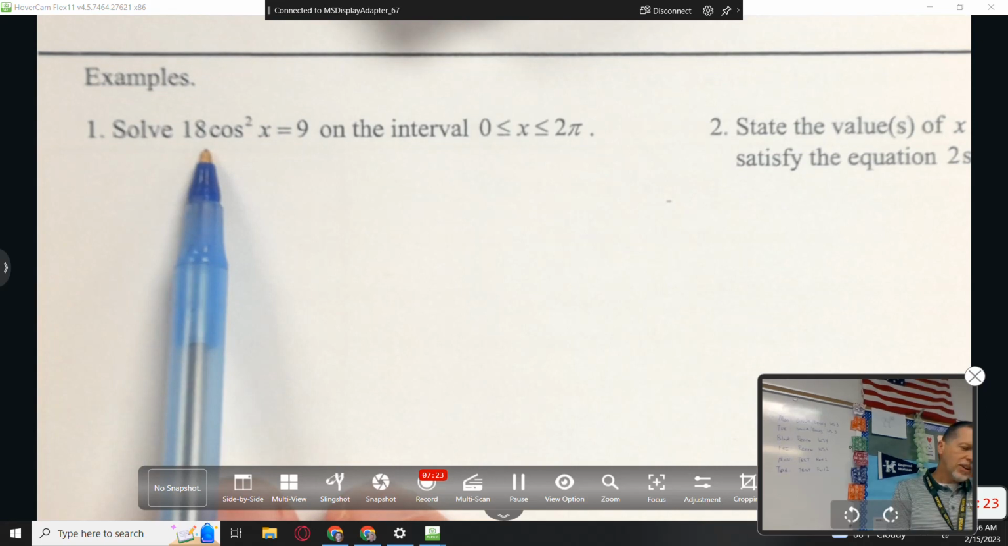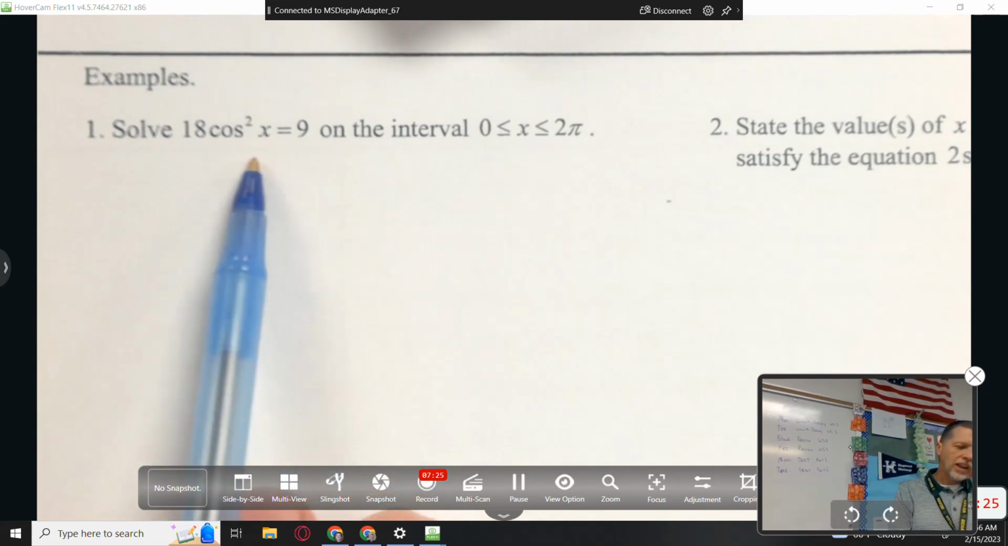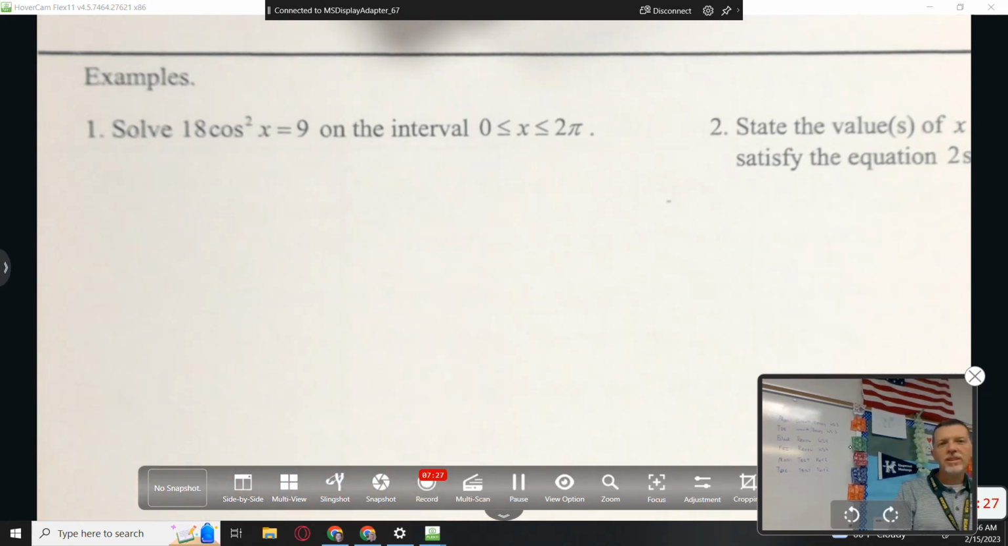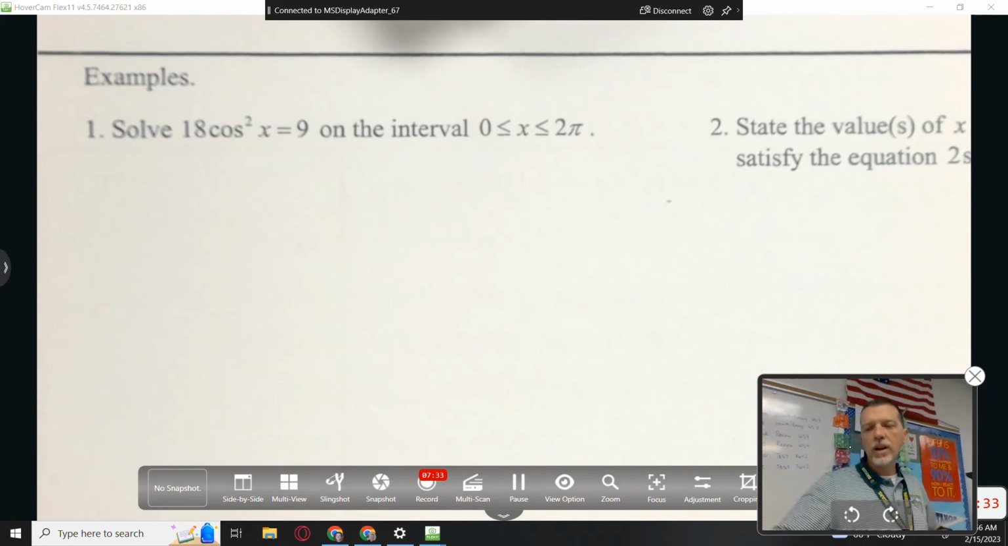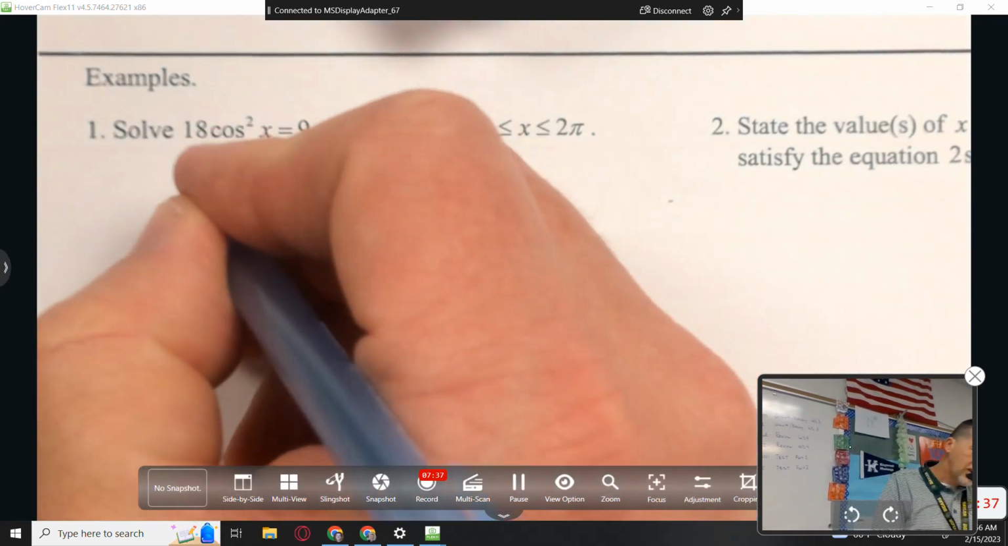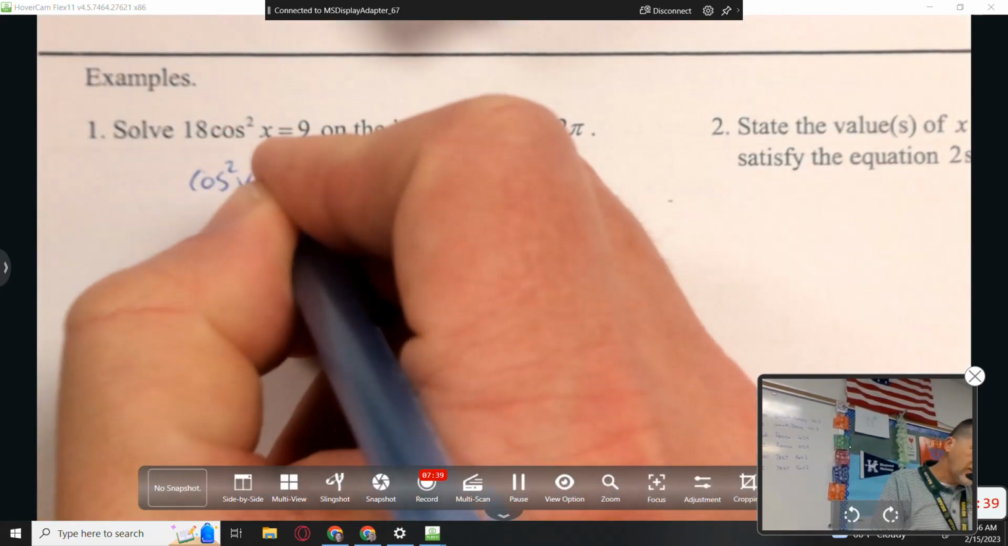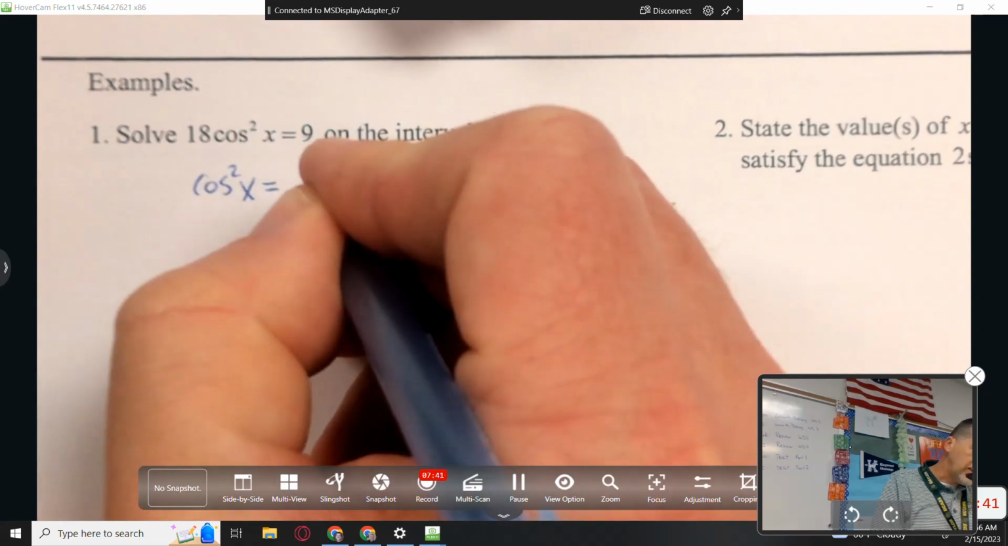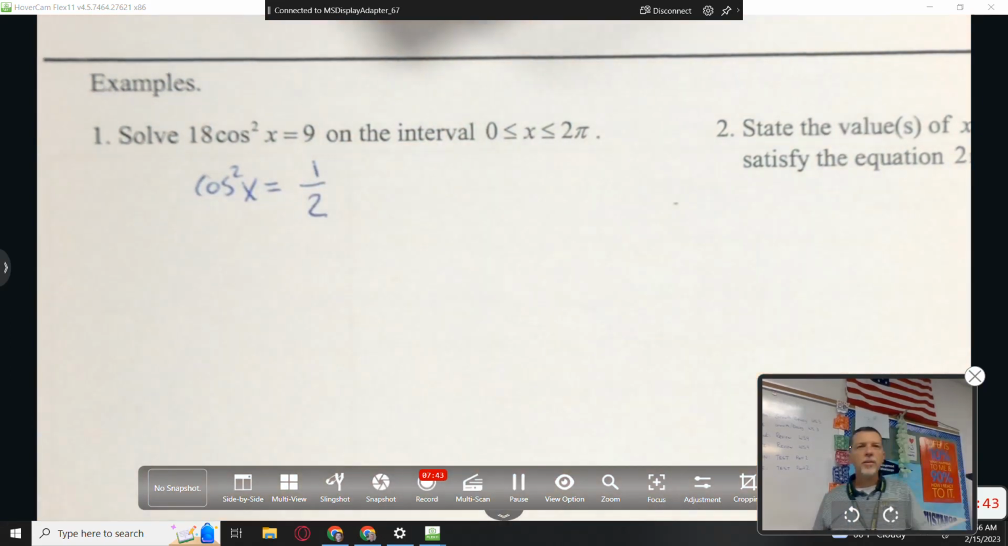Solve 18 cosine squared x equals 9. So what do you want to do first? Isolate cosine. So how would I do that? What would we do first? Let's divide by 18. So cosine squared x equals 9 over 18, which is 1/2. All right, what would you like to do next? Square root both sides.